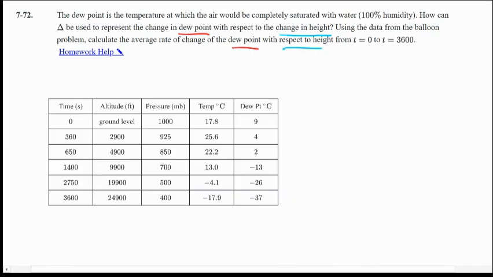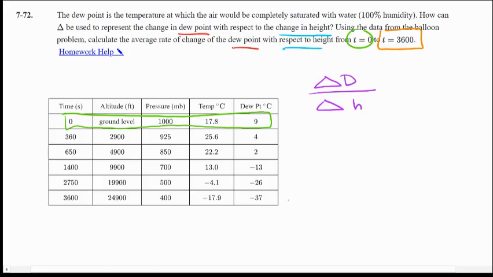So in this situation, I have a couple of things to deal with. I'm saying the change in the dew point over the change in the height. When I'm dealing with this, I'm going to use the values for each of those situations. For the first one, for the dew point, t equals 0, so I'm using this information here. And then for the second one, t equals 3600, I'm using this information here.